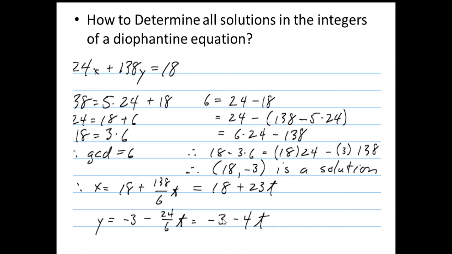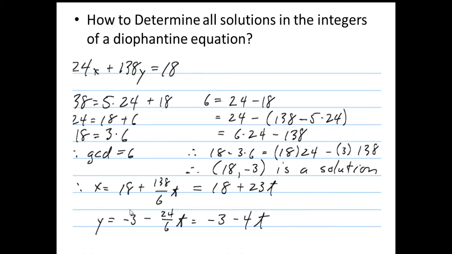Now we want to determine all solutions in the integers of a Diophantine equation. Consider this equation: 24x plus 138y is equal to 18. So how to proceed? The same way, we find GCD of 24 and 138 by using the Euclidean algorithm. GCD is 6. Then by using the reverse Euclidean algorithm, we write 6 as a linear combination of the given two numbers 24 and 138, and the coefficient of 24 and coefficient of 138, those values are your x naught and y naught, that is a particular solution.